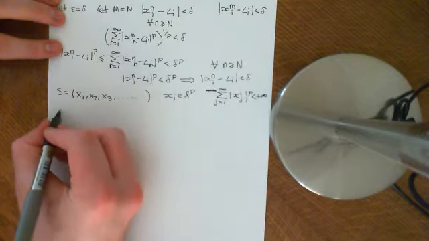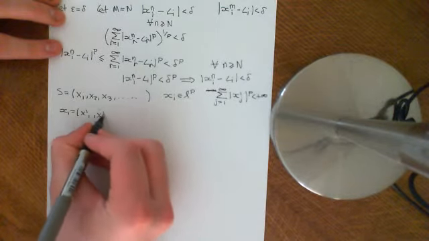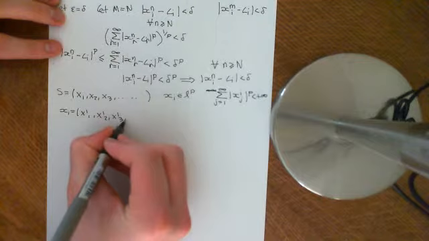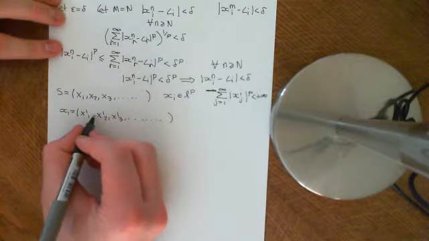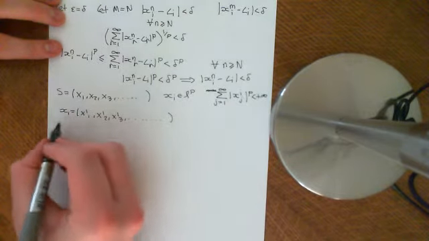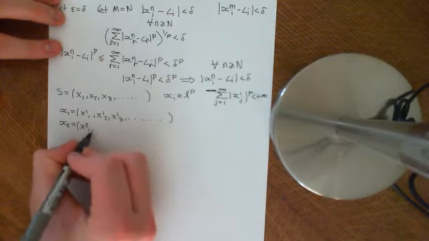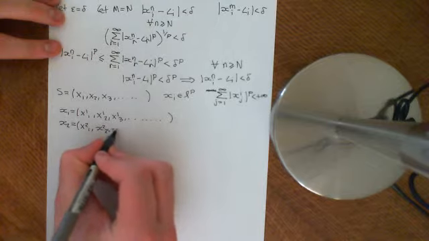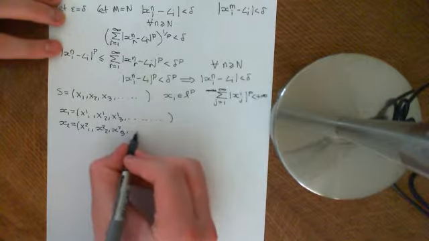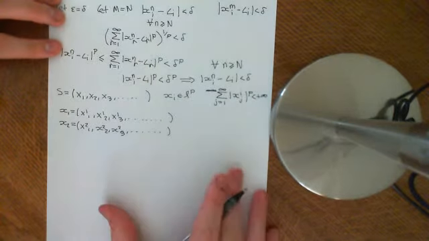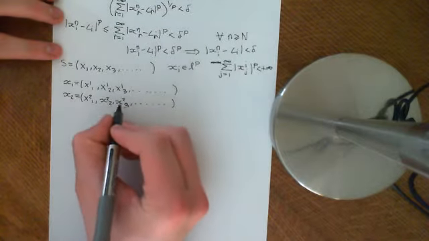So let me just draw a picture. x1 is equal to some sequence x1,1, x1,2, x1,3. The subscript again denotes the term of the sequence, and the superscript denotes which sequence it belongs to. x2 is equal to x2,1, x2,2, x2,3, etc. And remember, all of these terms are real or complex numbers, depending on whether we're talking about real or complex LP spaces.